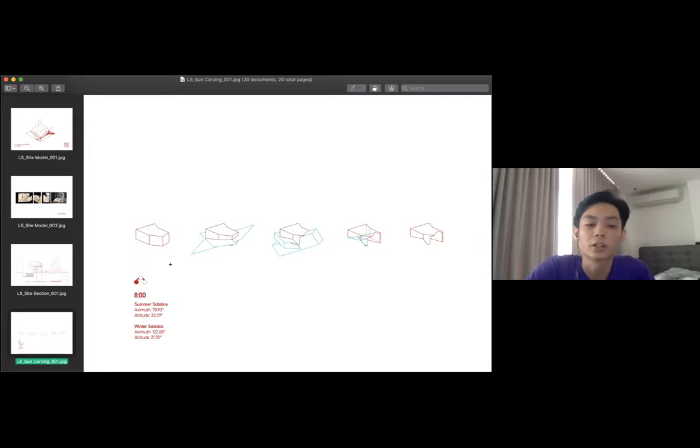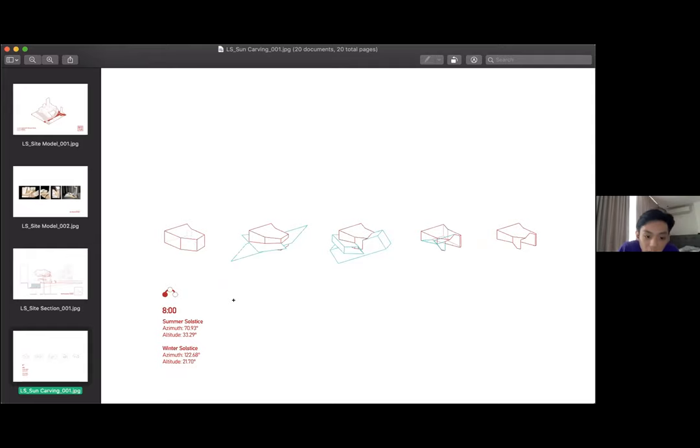This is the sun carving. So I picked three times throughout the day: 8, 11, and 2 p.m. This is 8 a.m. So the winter solstice, it's the best time to start planting my plants, which is cannabis. Given that, it has the largest opening on the site, which is this box. So yeah, that's 8 o'clock.